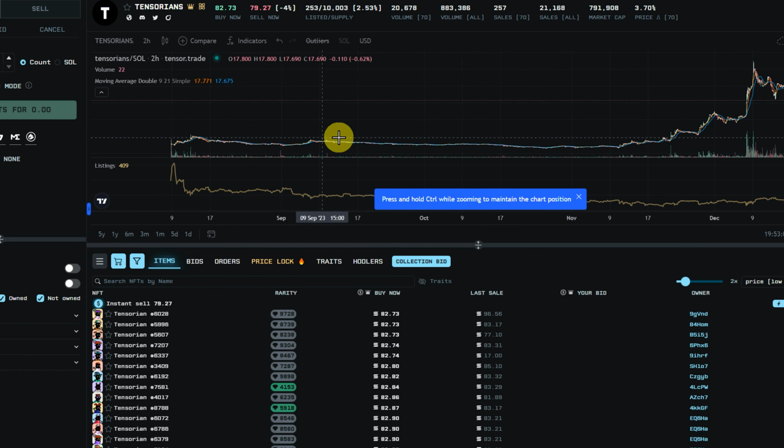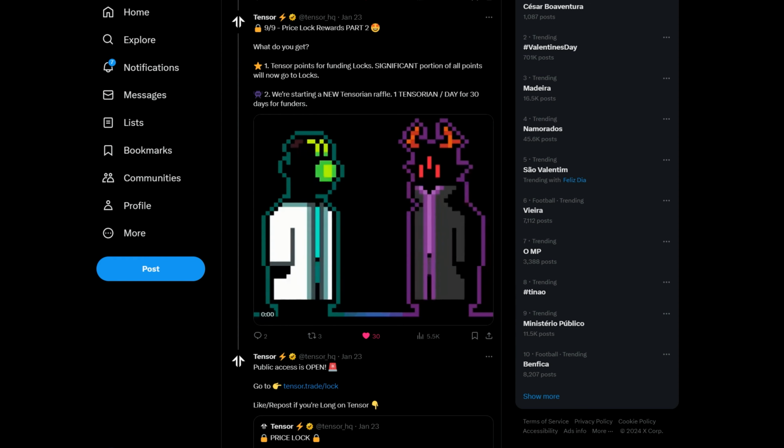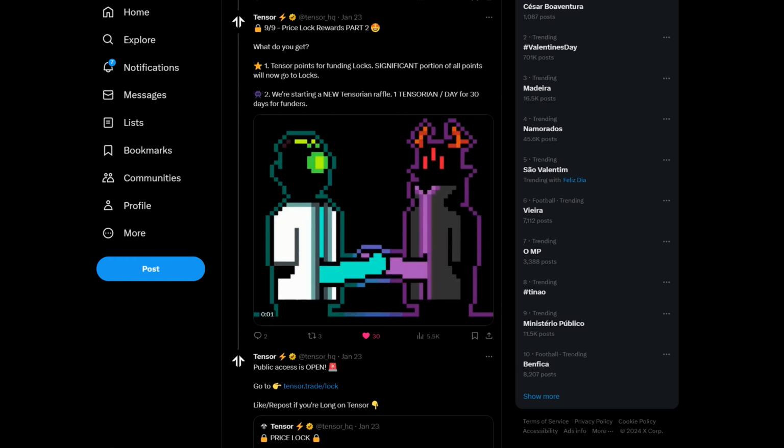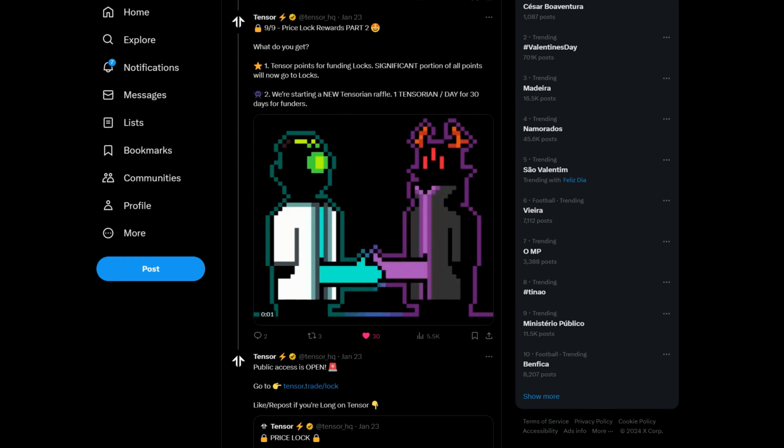And as you can see, the rest is effectively history, with it going over 100 Sol in December and now being about 82 Sol. So those that used Tensor a lot and held on to their Tensorians, they've done very well. By the way, from January 23rd for 30 days, there's one Tensorian raffled every day to anybody that's funding longs or shorts. So maybe funding is the meta.